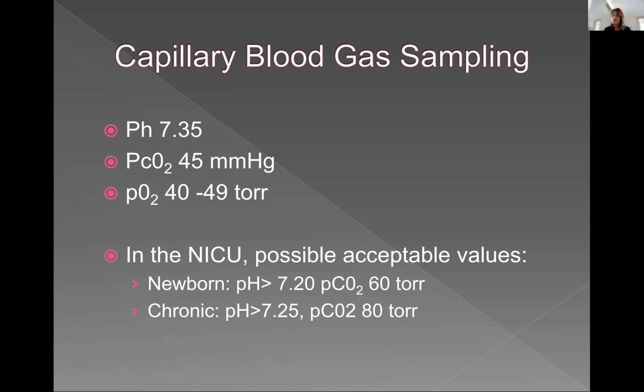So capillary PO2, it's not very accurate. Again, it's a mixture of arterial and venous blood. You can estimate arterial from it by adding about 10 to the number, and that'll give you an estimate of arterial blood, but it's better to just go by your pulse ox saturation rather than looking at capillary PO2.